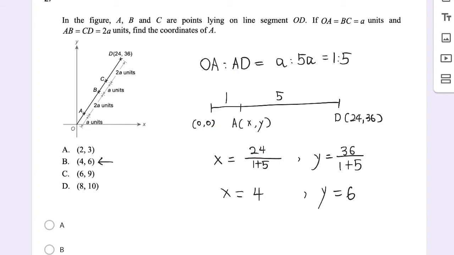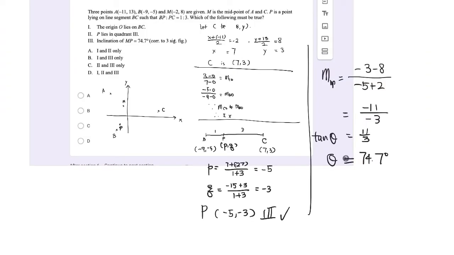Okay, that is why you have 4 and 6 and the answer will be B. For this problem, it is a little bit longer, but if you do it one by one, you can find it is not difficult.